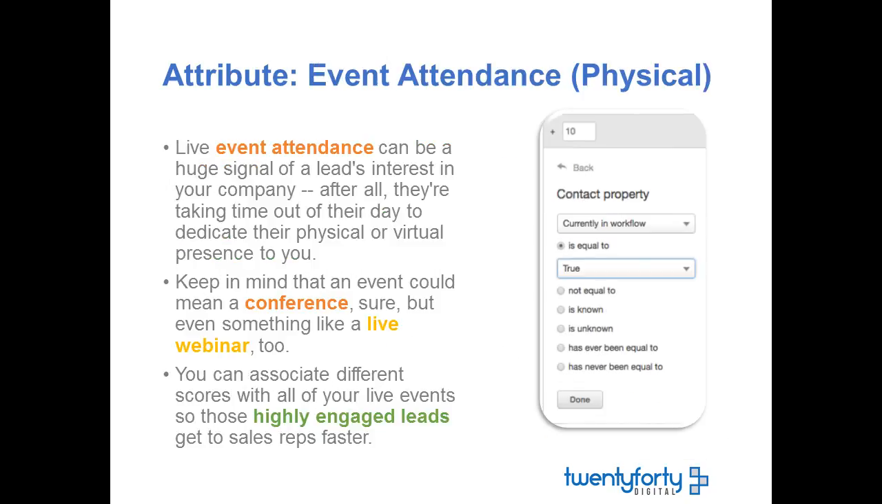Next is event attendance. Tom mentioned this. This is highly important. Most marketing automation systems allow this information to be brought in as an offline source. That offline source information can be applied to the overall scoring models that you have per segment in the system.